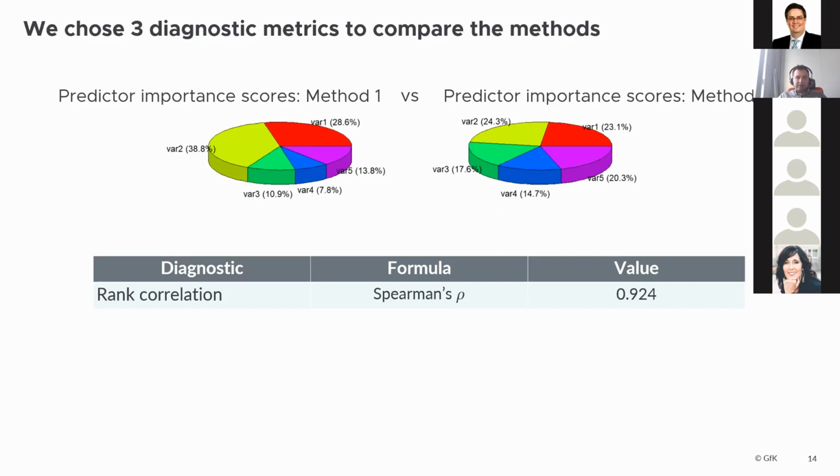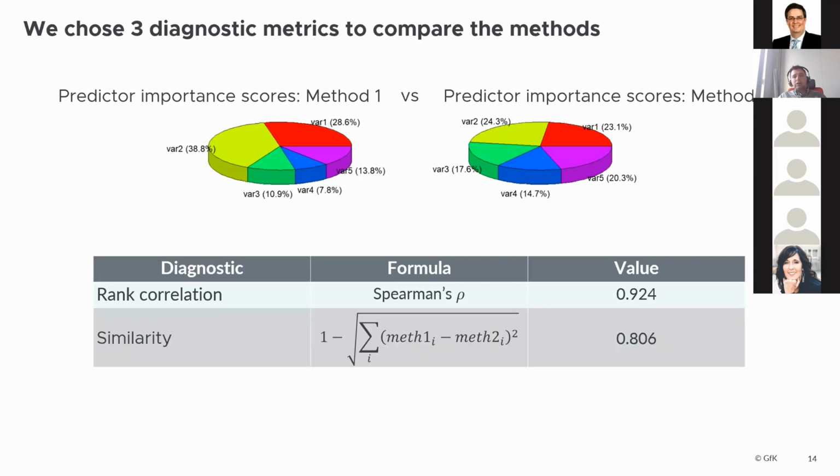Despite the same hierarchy, the magnitude of importance scores may be different. So if our goal is the exact value of the score, we should use a different diagnostic metric. One of the options is to use similarity based on Euclidean distance between the importance scores. The similarity metric is closer to 1 for more similar methods. There is no lower bound.